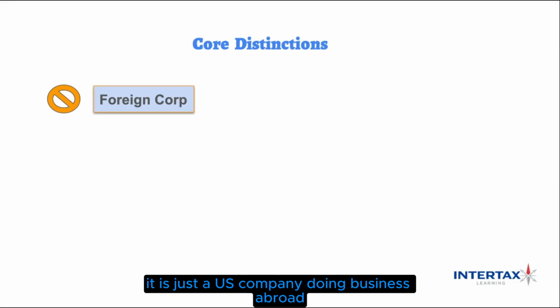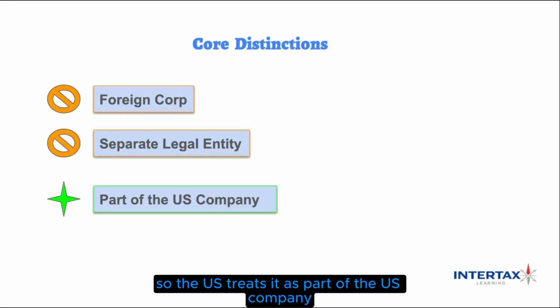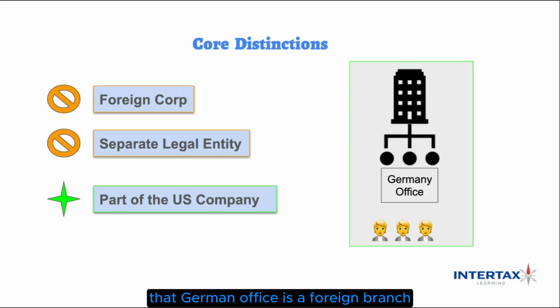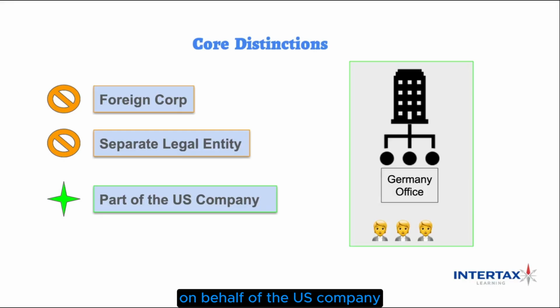It is just the U.S. company doing business abroad. So the U.S. treats it as part of the U.S. company. If the U.S. company opens an office in Germany and doesn't form a corporation, that German office is a foreign branch. We often hear foreign branches referred to as foreign sales offices, and that's sometimes the case in real life. The branch may be in charge of marketing, selling, and maintaining customer relationships on behalf of the U.S. company in the branch's hosting country.